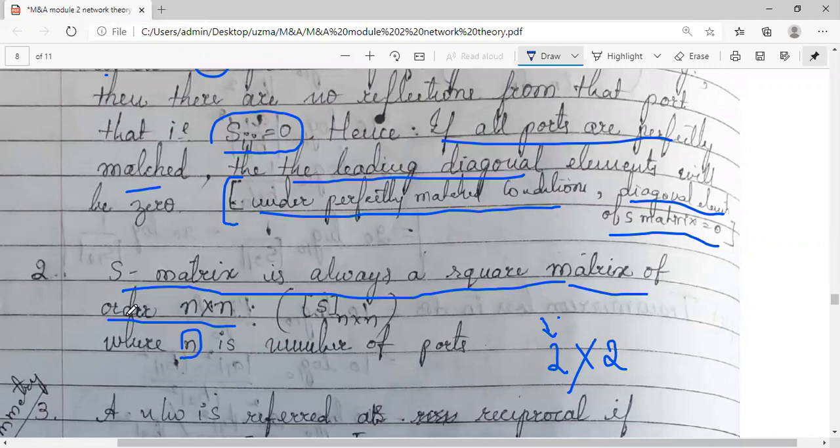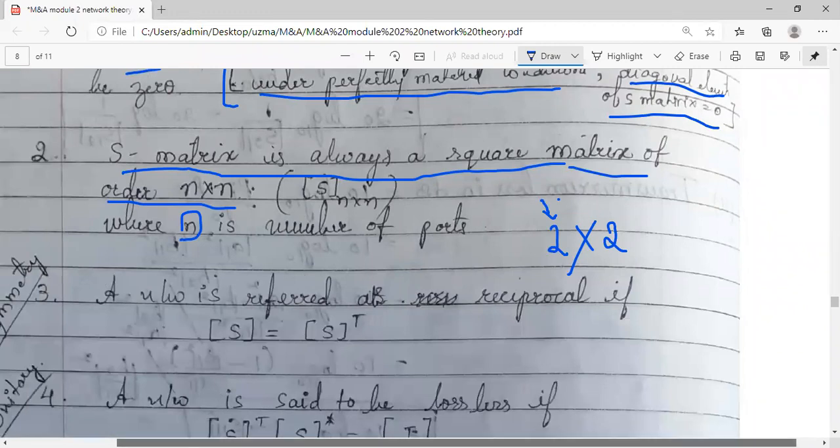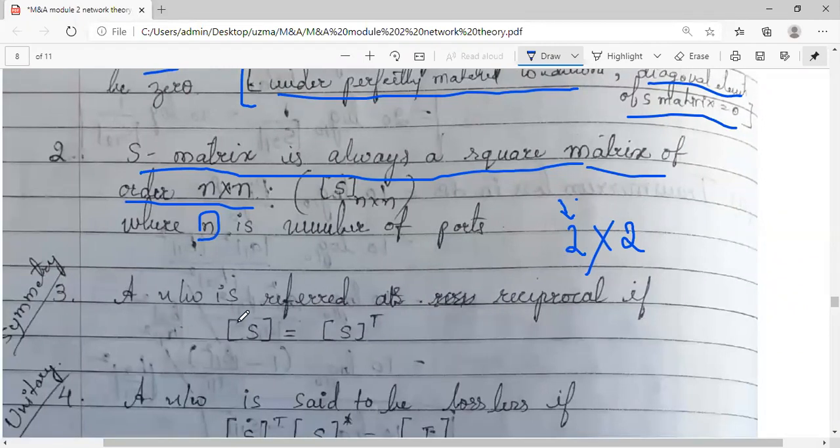So this is your second property, it is a square matrix. Coming to the third property, an important one, a network is referred to as reciprocal. We have seen what is a reciprocal. What do you mean by a reciprocal, right? If you look from one side and from the other side, it is symmetric. As one of your friends Sana said, direction is not important. Irrespective of the directions, we will get the same values. So that is reciprocal or symmetry.